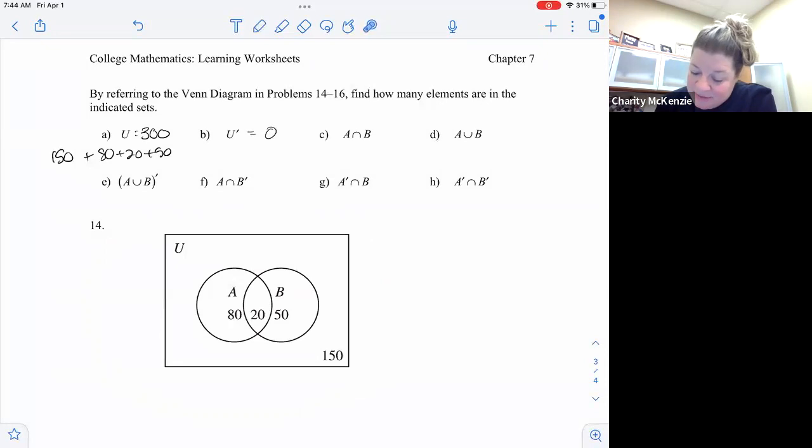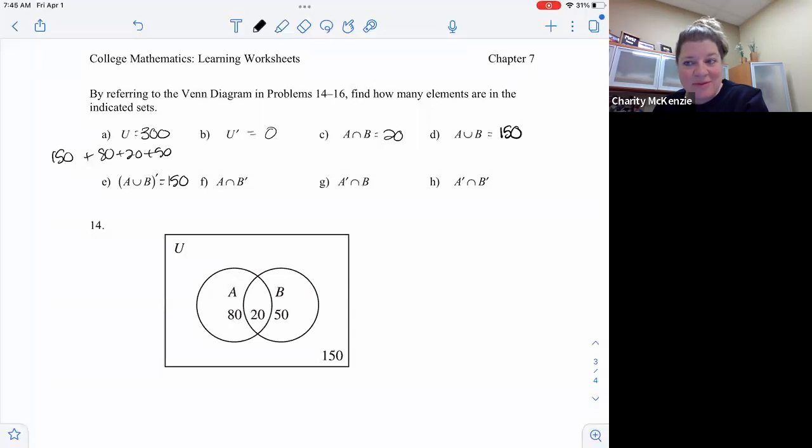Okay, how many numbers are in the intersection of A and B? Intersection is where it crosses over together. So there's 20. For D, what's the union of A and B? It's the 20 in the middle, the 80 and the 50. So 150. Okay, how many numbers are not in the union of A and B? That would be the 150 that's out by itself.